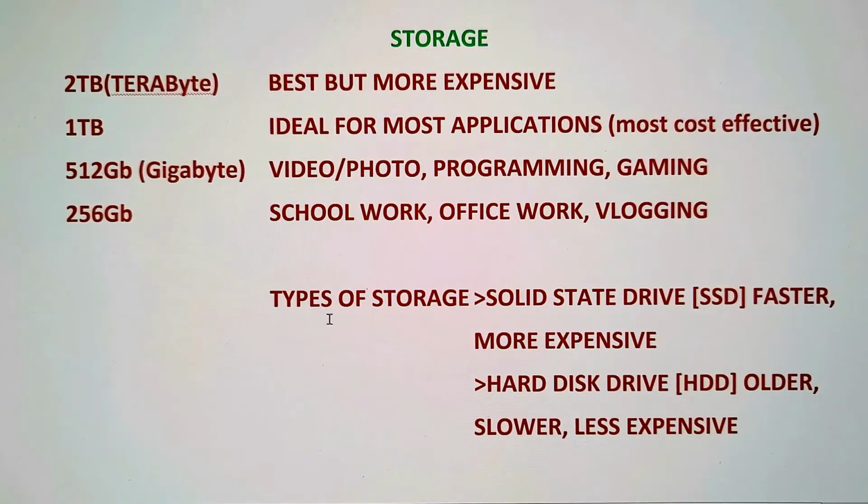We have two types of storage. The first one is the newest storage system, which is the solid state drive, the SSD. This is faster, but of course it comes with a cost. The hard disk drive, which is the oldest drive, is a little bit slower, and of course it's less expensive. So these are the two types of storage that you can find in the market: the SSD and the HDD.